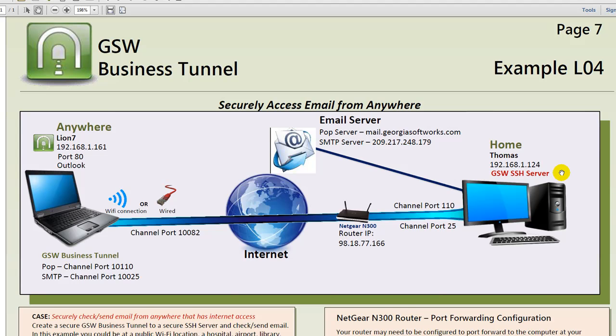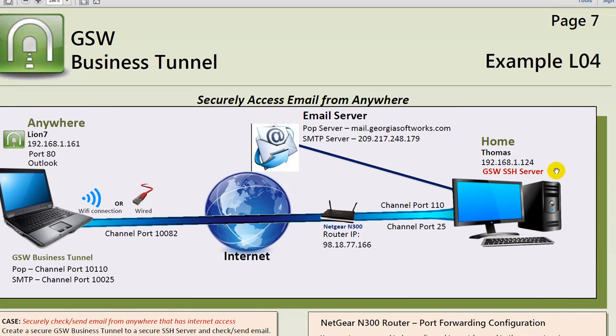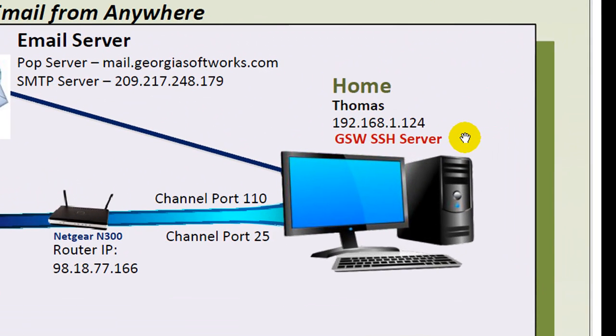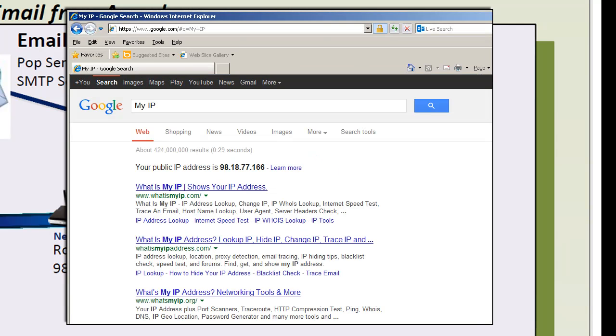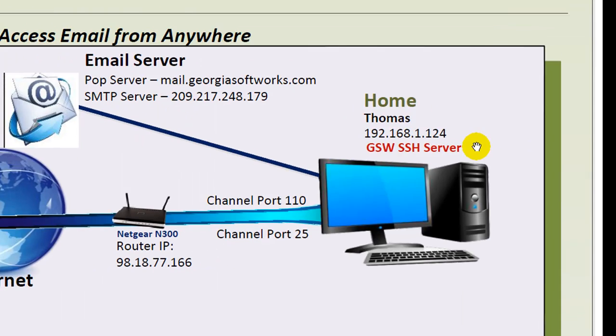So let's get down to business. First, we create an SSH tunnel to my SSH server at home. You'll need to know the IP address of my SSH server. If you don't know your IP address, then you can just Google "my IP" from your home computer and your public IP address will be displayed. So let's configure the tunnel.